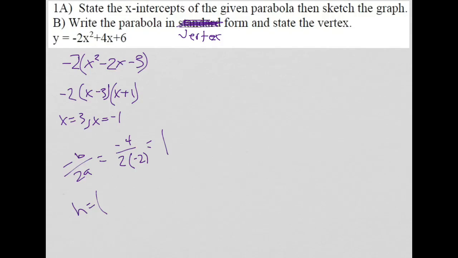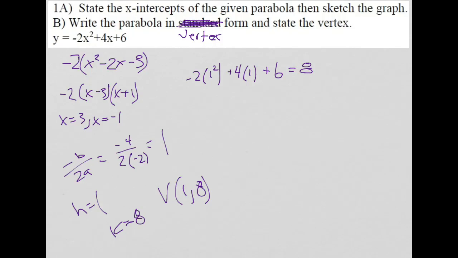To find k, all we have to do is plug back in. -2 times 1 squared plus 4 times 1 plus 6. Simplify that. 6 plus 4 is 10. Minus 2 is 8. So my k value is 8. So my vertex is the point (1, 8).